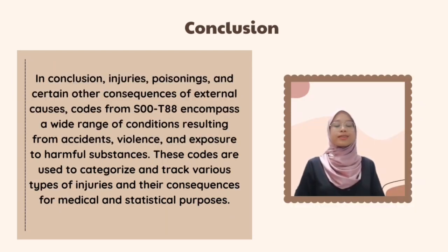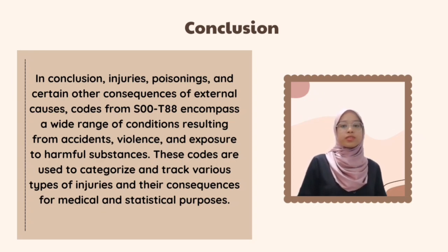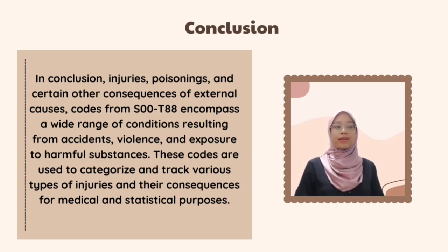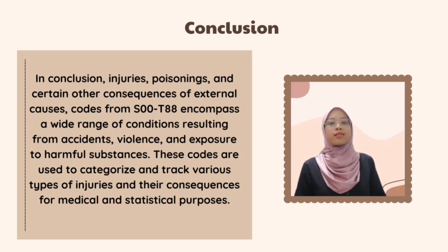In conclusion, this Chapter 19 has a code range from S00 to T88, which encompasses a wide range of conditions resulting from accidents, violence, and also exposure to harmful substances. These codes are used to categorize and also track various types of injuries and their consequences for medical and statistical purposes.